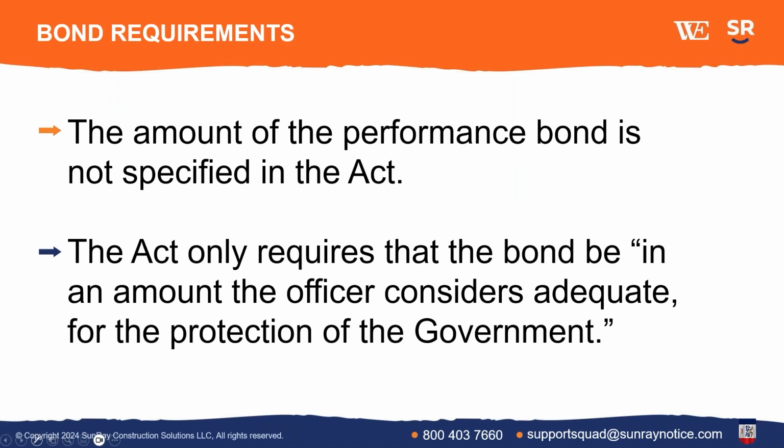Now, the amount of the performance bond is not specified in the act, so you're not going to find how much the bond has to be for, but it does require that it be in an amount the officer considers adequate for the protection of the government. So again, you're going to have to go to that specific agency and see what they provide, and then obviously, the contracting officer is going to determine what that amount is.